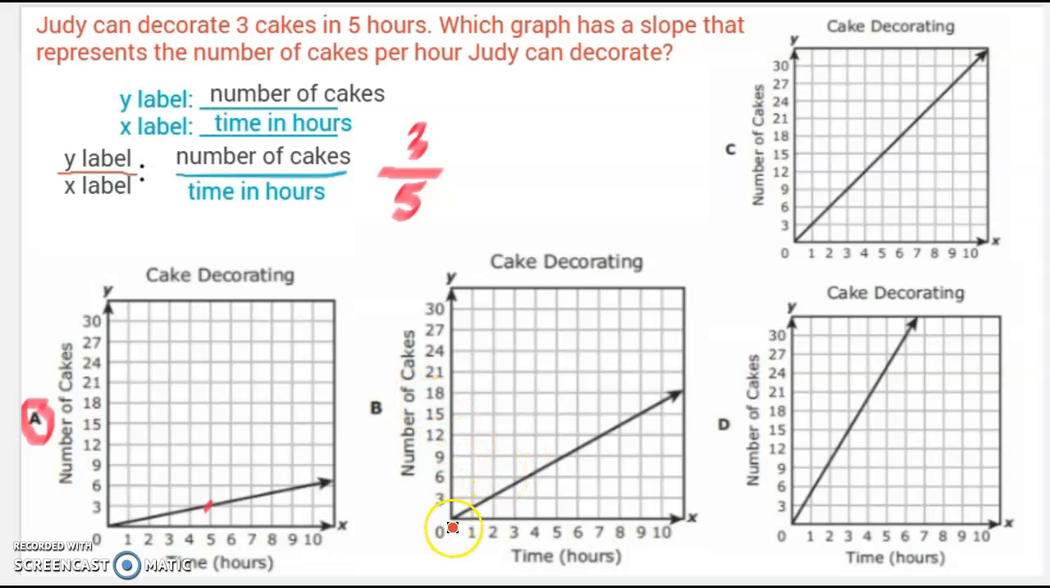If I find the y, I'm looking for 3 first, right? And then I move over to the right to try to find 5. This one stops at 2. So I know that this one is not correct. Okay, let's go to C. If I find the 3, then I try to go over to 5, it doesn't go all the way, right? It stops at 1. So this one is not correct. And the same thing with D. If I go up to the 3, I move to the right, my point stops right here at point 5, so I know this one is not correct.